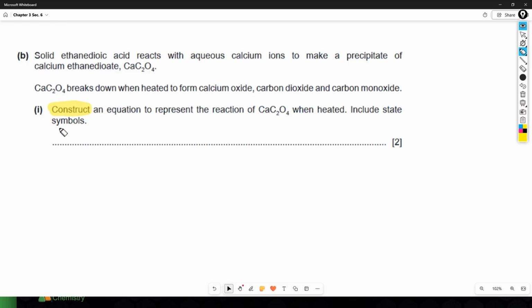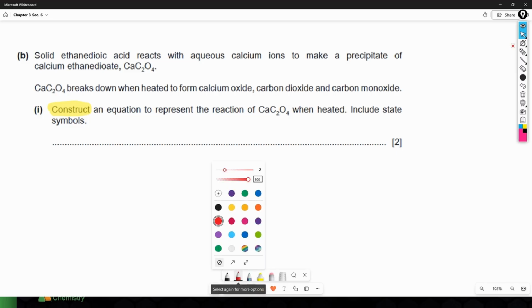Construct means that you're using knowledge from before to build an equation, to build something up, right? You have the knowledge, you have to put it into practice. Now, when we read this, we'll realize that it says an equation to represent the reaction of CaC2O4 when heated, meaning we're talking about this right here.